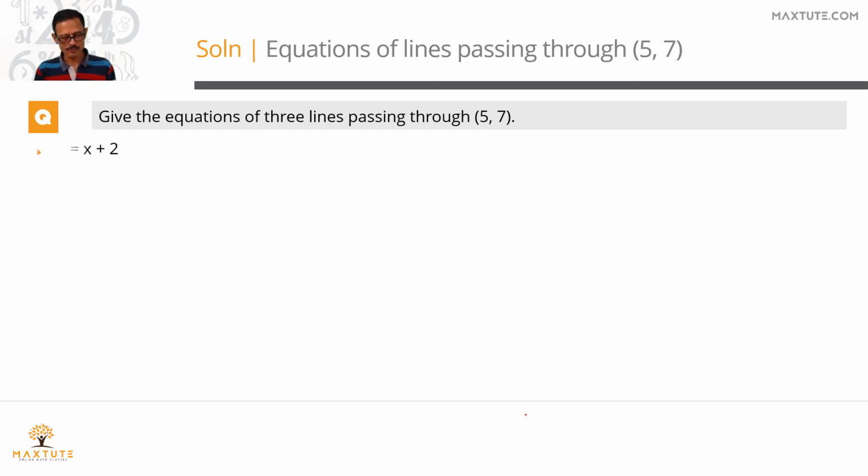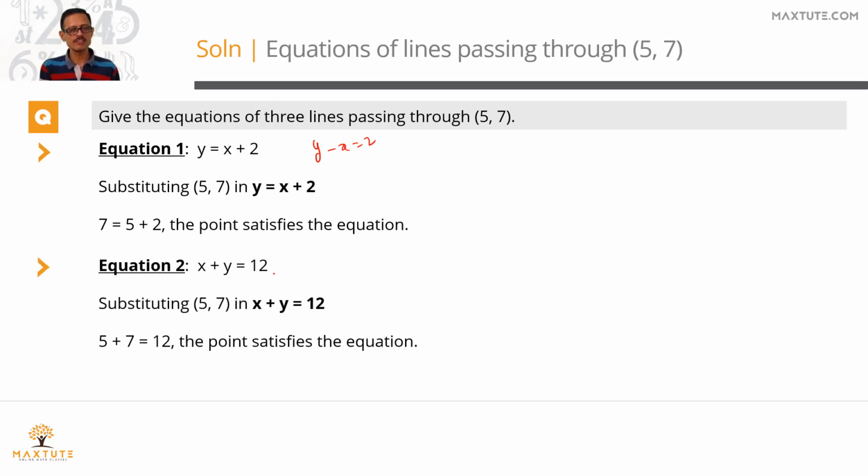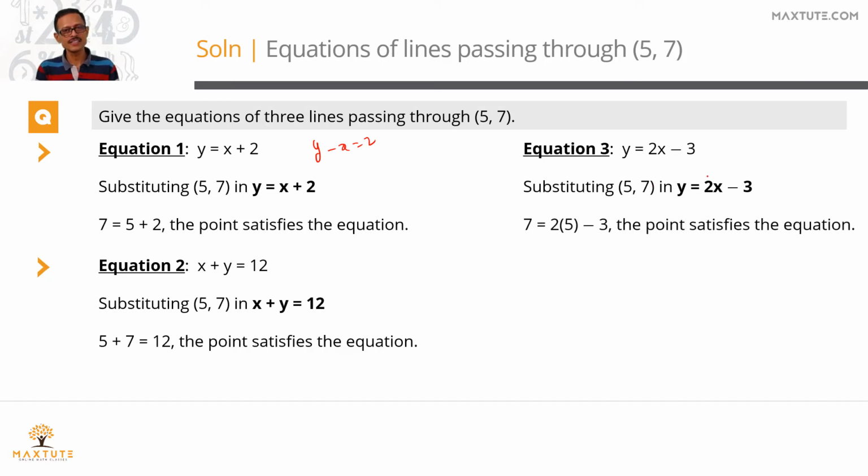Summarize all of this in a printed form. Equation 1 is basically found out by finding the difference between 7 and 5. Y minus x equals 2 or y is equal to x plus 2. Second equation is by adding those two numbers. 5 plus 7 equals 12. Replacing 5 with an x and 7 with a y. So x plus y equals 12. Third equation is 2 times 5 minus 3 equals 7. So we set 2x minus 3 equals y. Replace 7 with y and replace 5 with an x. Right? So these are three equations. We framed a few more equations. This is how you go about framing equations of lines that pass through a point x, y given in the question.